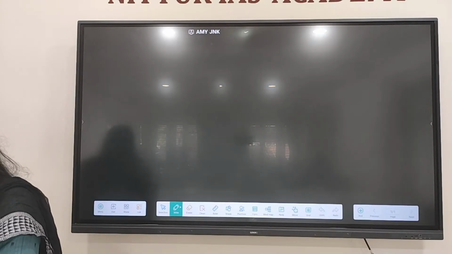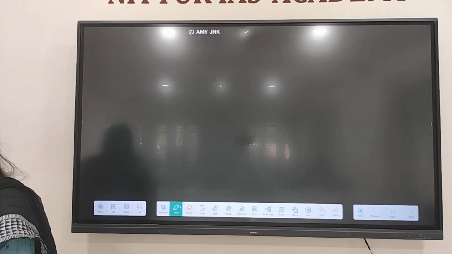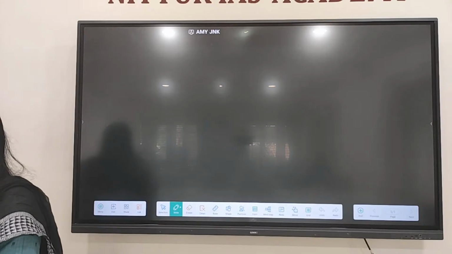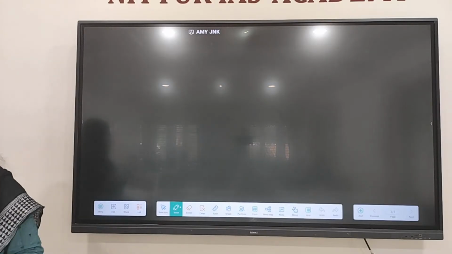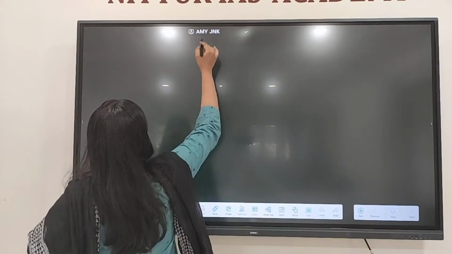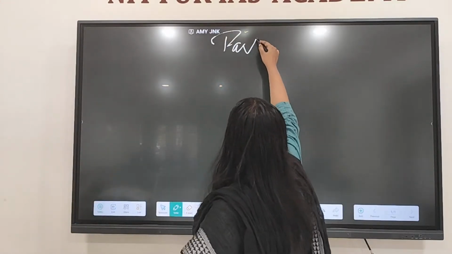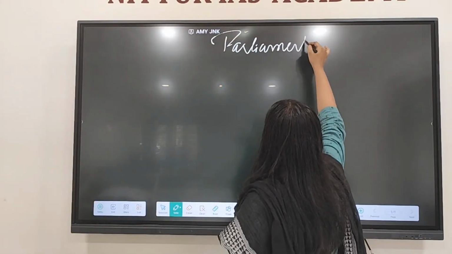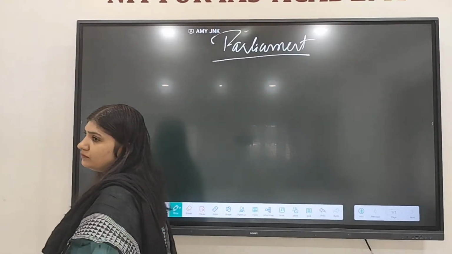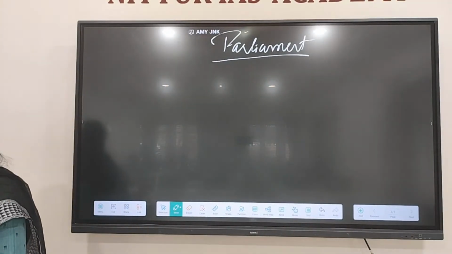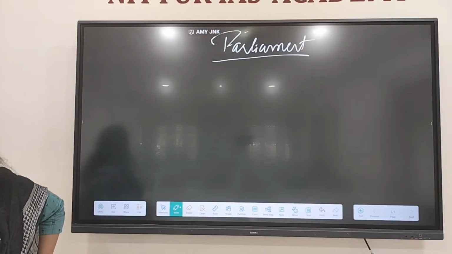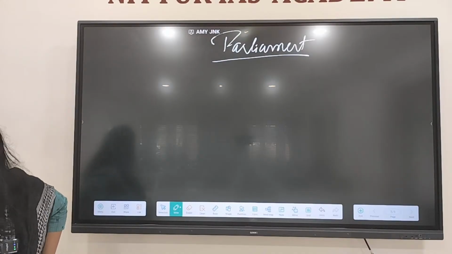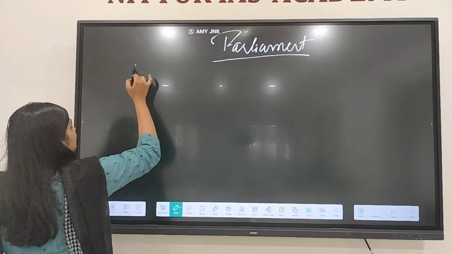Today we'll discuss the Parliament chapter. Parliament and state government both. Put the heading Parliament. Already we know the basics of Parliament. Article 79 to 122 deals with Parliament.